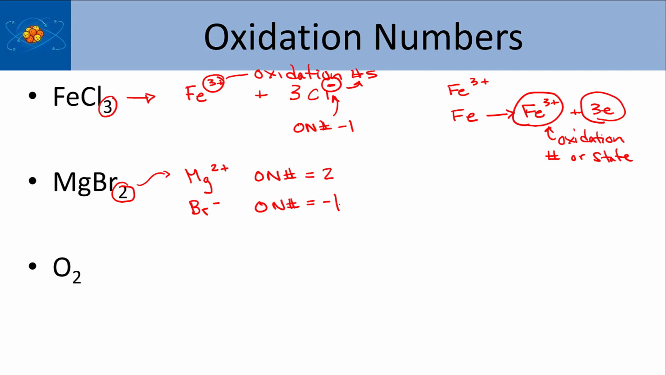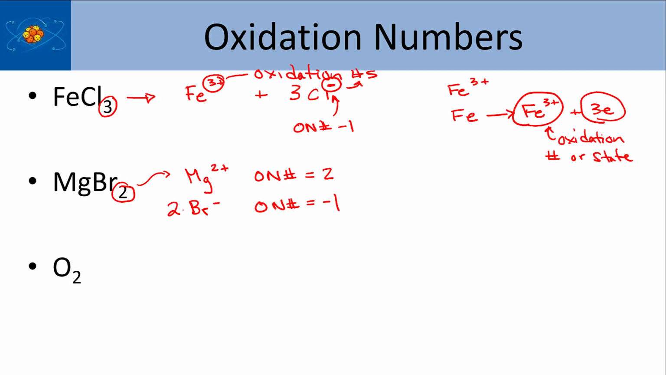And you'll notice in this reaction, magnesium lost 2 electrons. That's why it's a +2 charge. But the bromines, and there's 2 of them, each gained an electron, which in this case came from the magnesium in the reaction that formed the magnesium bromide.